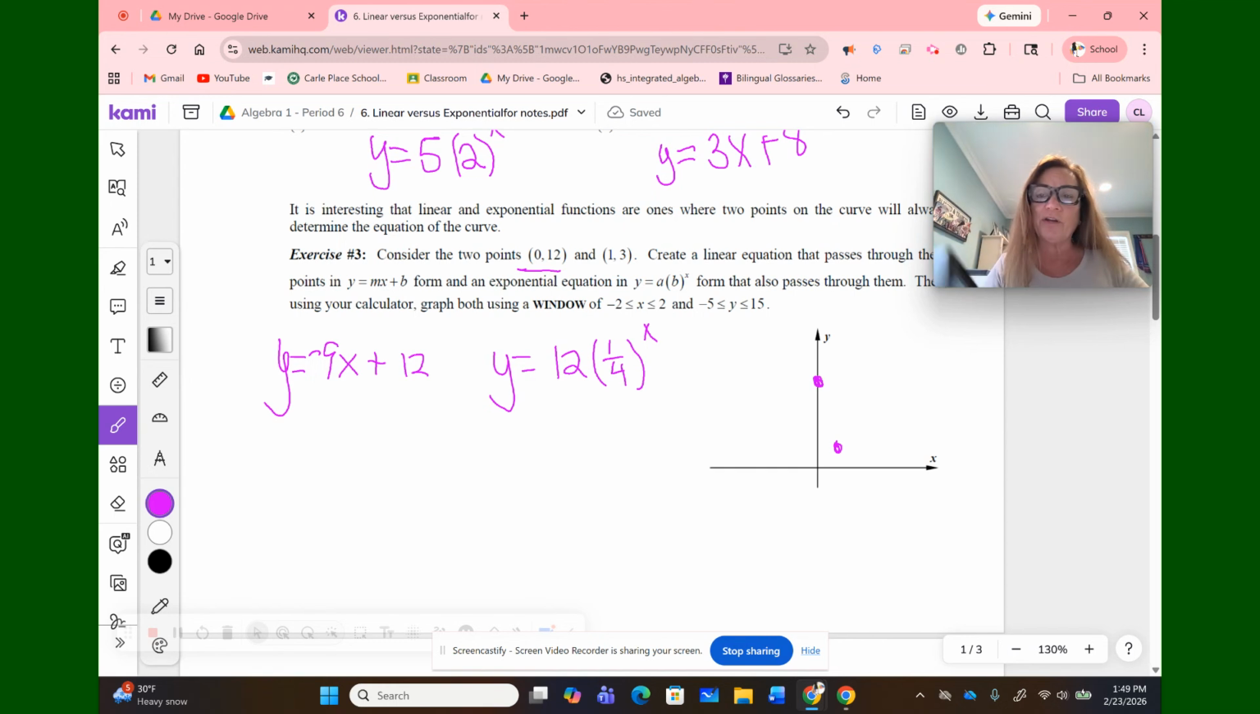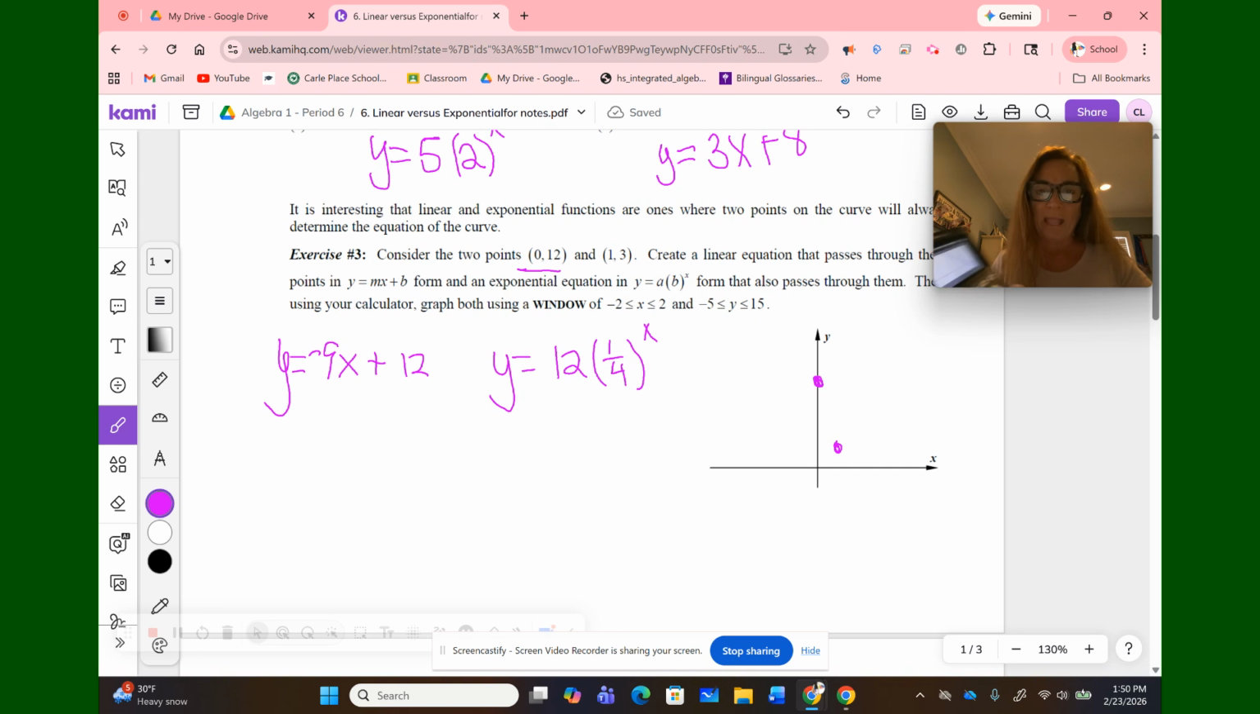Now, when you hit the word graph, most of us are using this -10, +10 window, which is super cool, but they really want you to use that window. So you just hit the word window and you change the window to what they want. They want it from -2 to 2, and then they want it from -5 to 15, and then hit the word graph. So here's my line. Okay, so remember, hit the word window to change the window.